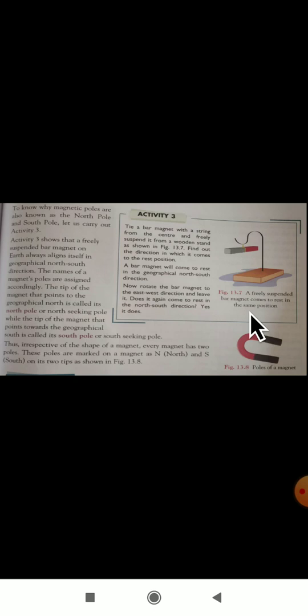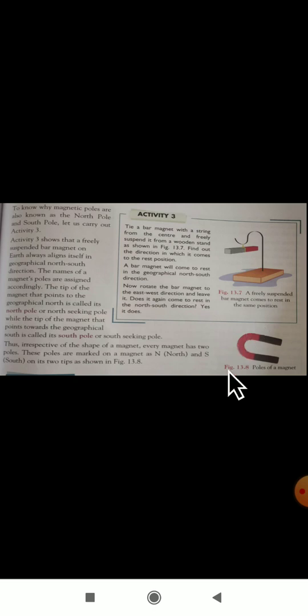See, every magnet is having how many poles? It is having two poles. Whichever magnet it may be, all the magnets are having how many poles? Two poles. One is a north pole and one is a south pole. It is according to our earth itself. These poles are marked on a magnet as a capital letter N for north and a capital letter S for south pole on its two tips as shown in the figure.